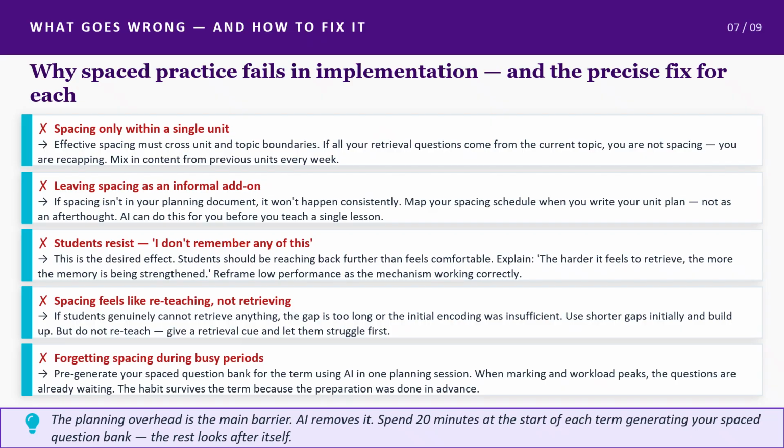As we've said, spaced practice is one of the most powerful strategies available and one of the easiest to implement incorrectly. Here are the 5 most common pitfalls. Spacing only within a single unit. If all your retrieval questions come from the current topic, you're not doing spaced practice, you're recapping. Spaced practice requires crossing unit and topic boundaries.